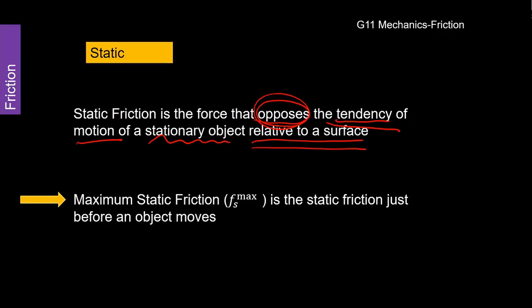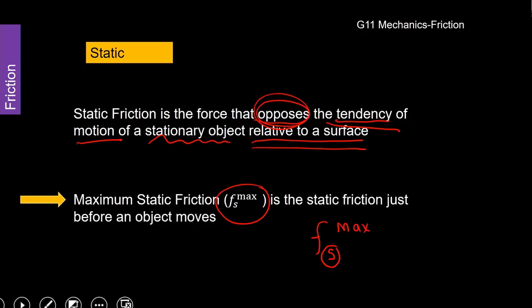We write the maximum static friction. Remember, that's just as the car is starting to move or the object starting to move. We write it like this. It is a curly F with a little s. That s denotes, it tells you that it is static friction. The curly F tells you it's friction. And then there is the word max. So max means that is the maximum amount of static friction just as the car is starting to move.